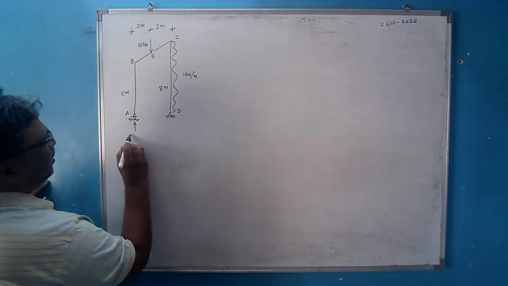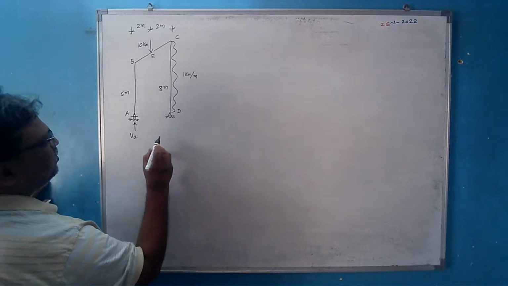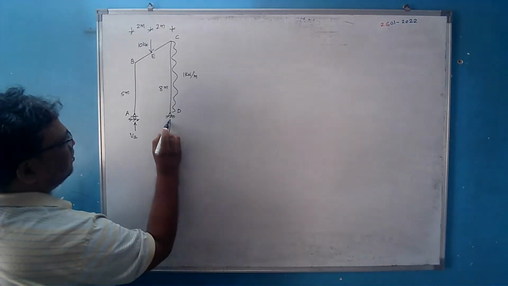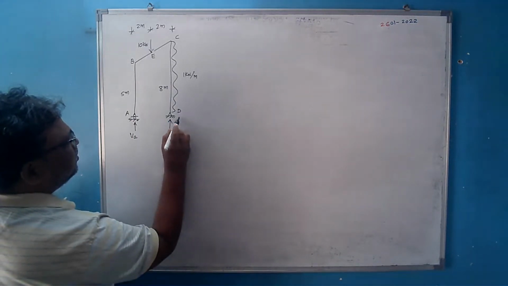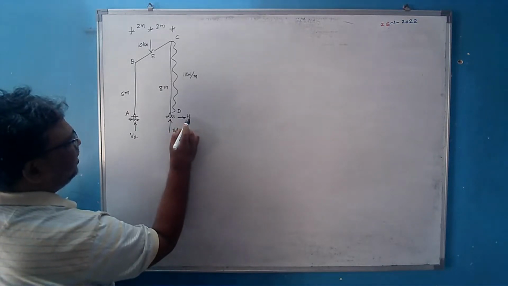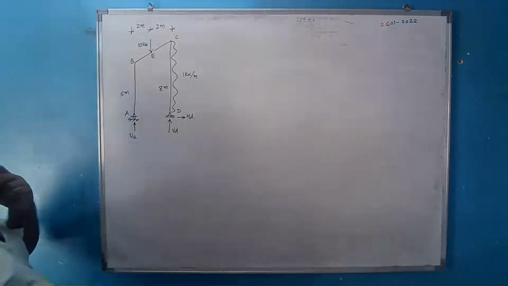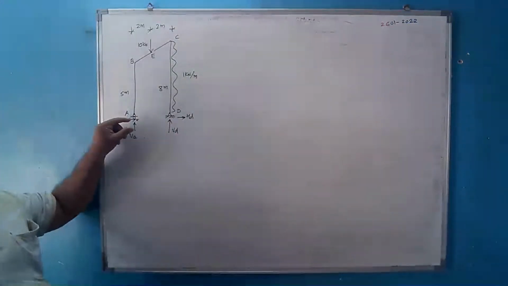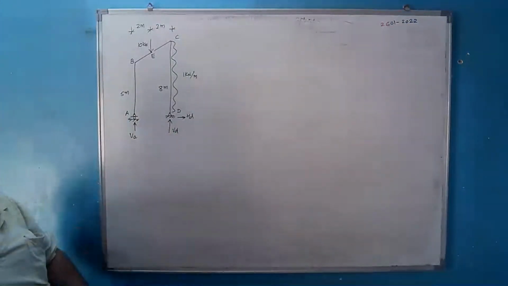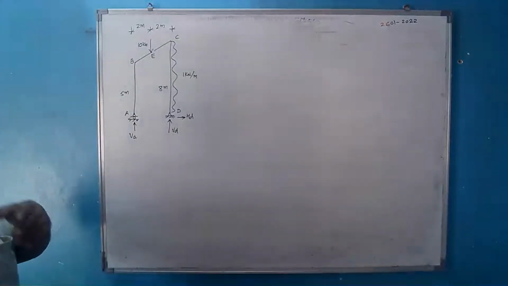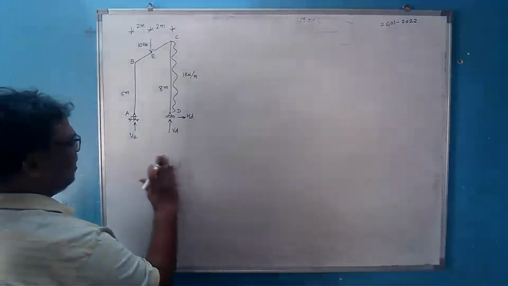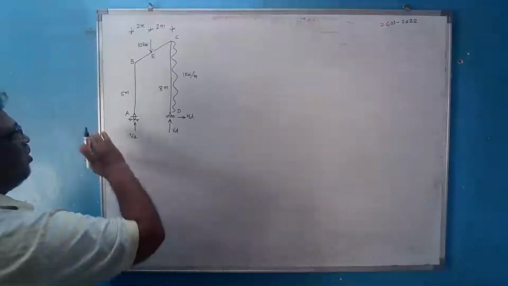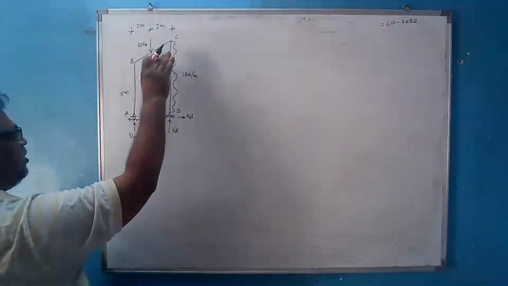Suppose I assume here VA is acting up, VD I assume acting up, HD I assume acting right. These are the supports I am replacing by the reactions, so that we call it the free body diagram. Now use the conditions of equilibrium for the external equilibrium of this particular structure.